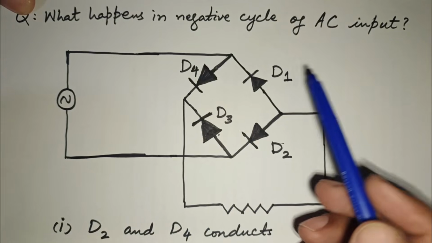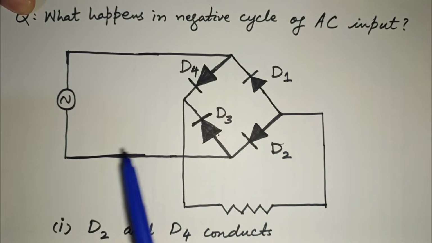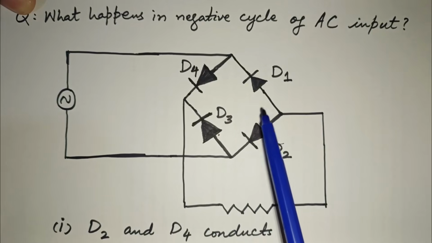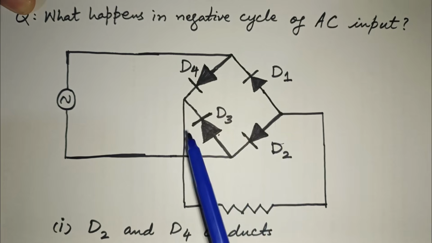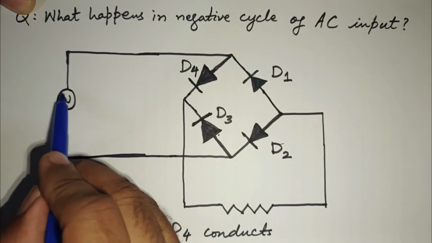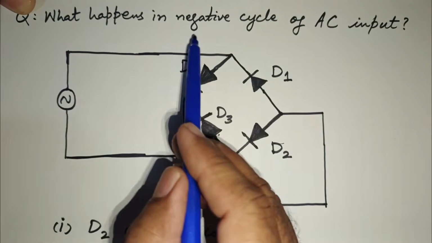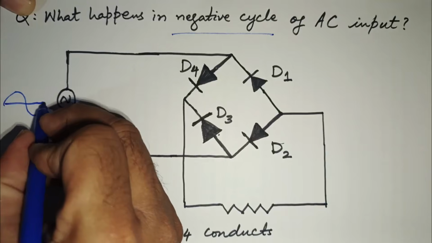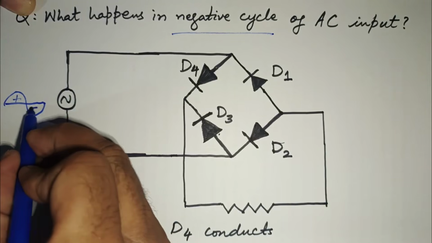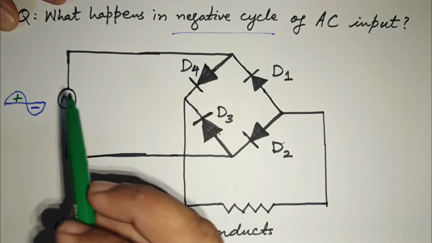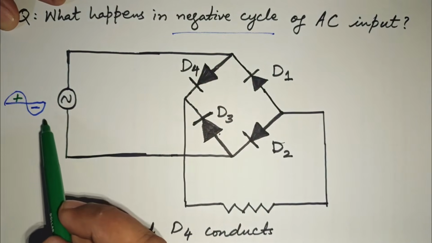What happens in negative cycle of AC input? You can see there is a circuit in front of you and you are familiar with this circuit. This is Wheatstone bridge circuit, which consists of 4 semiconductor diodes, D1, D2, D3, D4. Now when the current starts moving from this direction, the question is in the negative cycle. You know that AC cycle is like this. This is the positive one and this is the negative one. First the positive cycle will come and then the negative one. As the question is about the negative cycle, we will deal with the negative cycle.